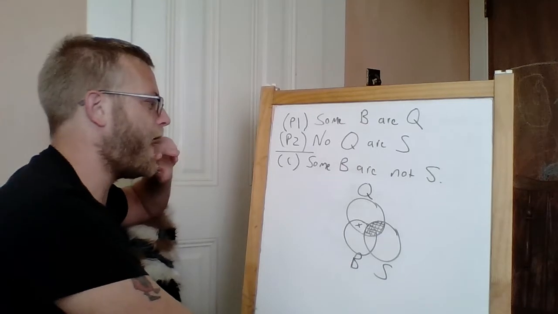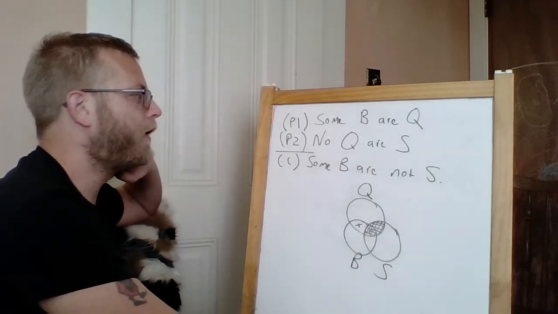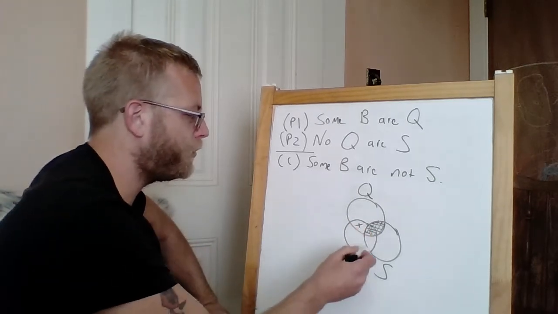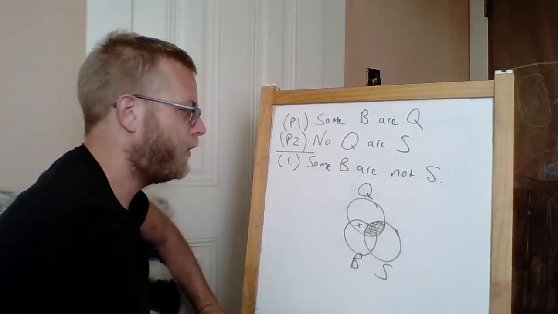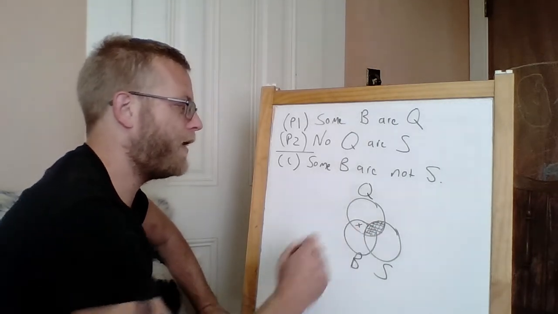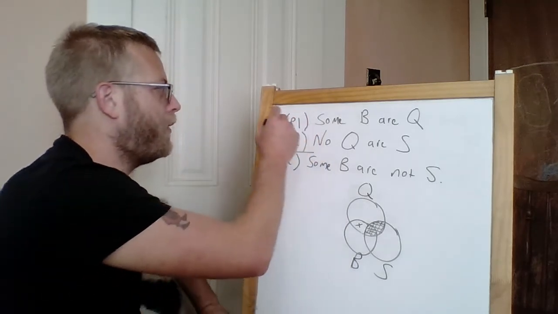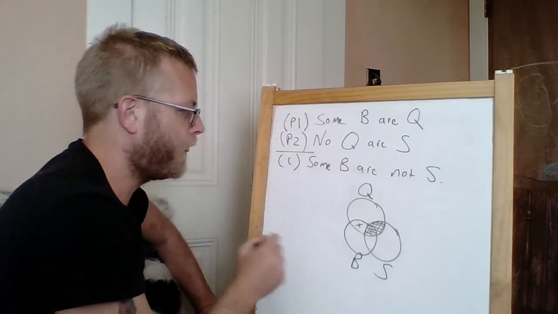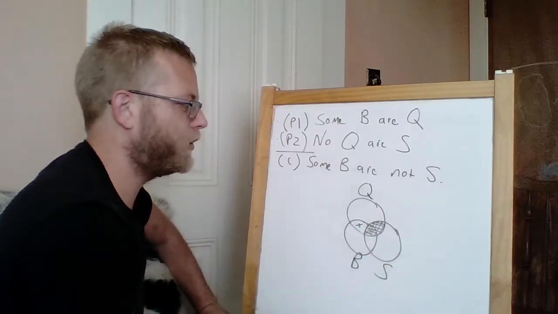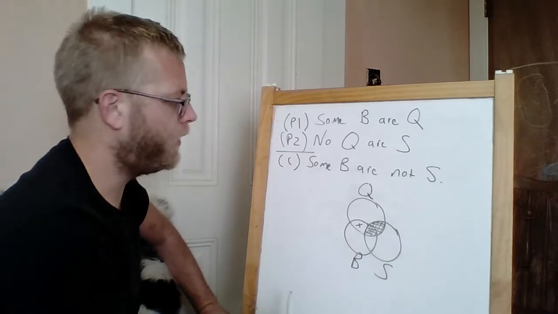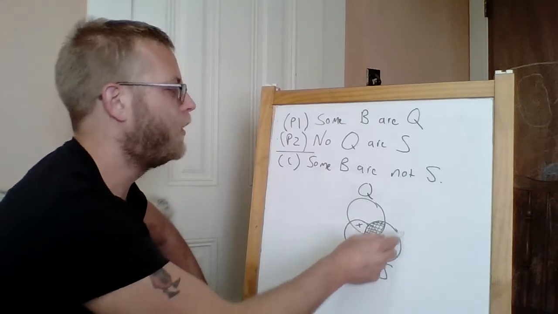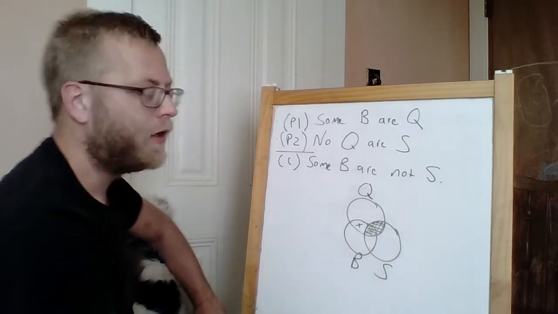Does this say that there are some B that are not S? Is there a member of the B group that's not inside the S group? And the answer is yes, right there. There's at least one B that's not an S. So we just plugged in premise 1 and premise 2. This is the diagram that we get. That diagram also shows the conclusion automatically. It says that some B are not S. Some members of the B group are not members of the S group. So this one is valid.